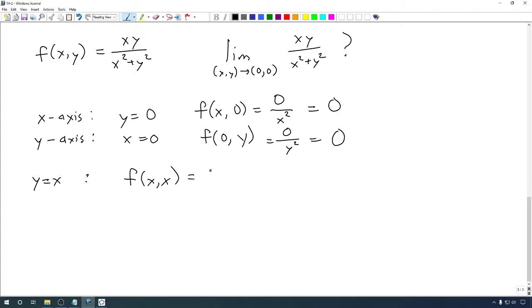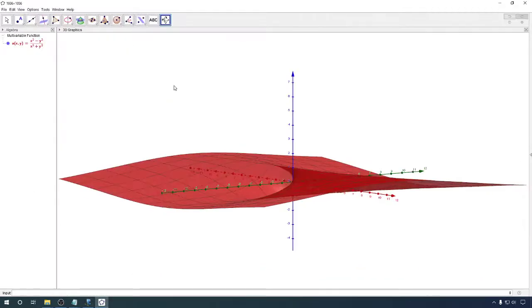In that case, we have x times x, and we're dividing by x squared plus x squared. But the top is now x squared, the bottom is just 2 copies of x squared. We can cancel the x squares because we're assuming here that we're not working at the origin. We are working with x not 0. And so if we cancel those out, we get 1/2. So along the line y equals x, we get 1/2. Probably not what you expected, but if we graph this thing, we can kind of see why that's the case.